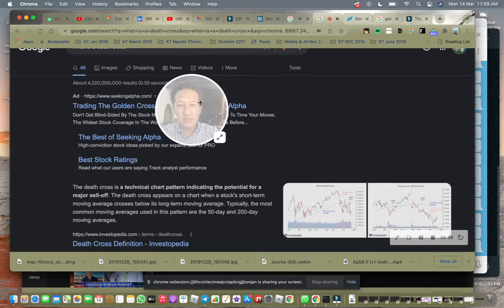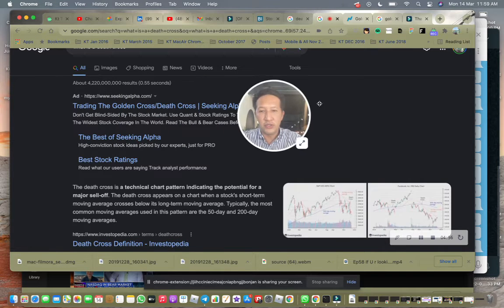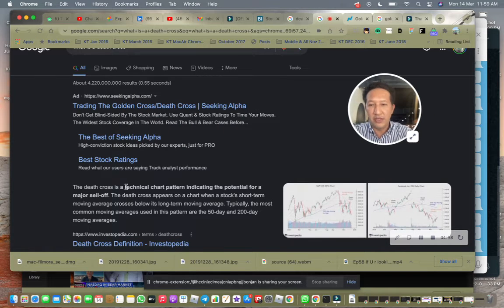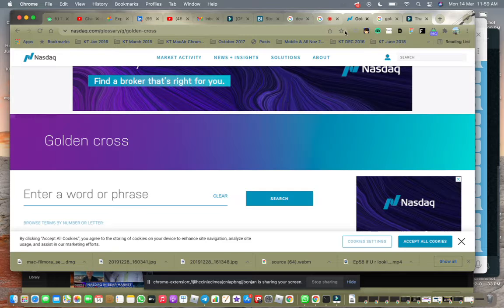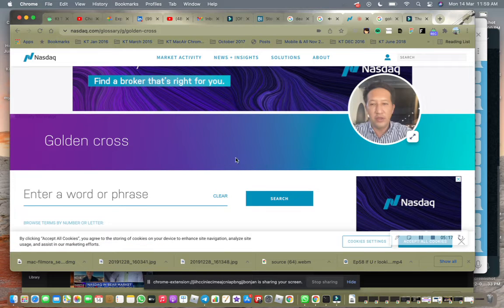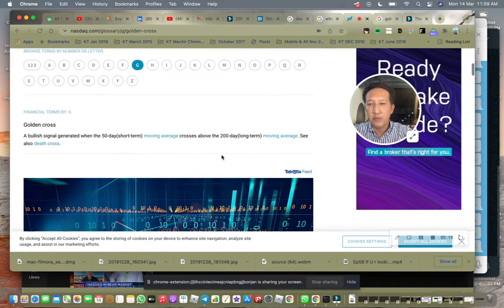Okay, since we are here, I just wanted to explain a bit more. The death cross is a technical chart pattern indicating potential for a major sell-off. It appears on the chart when the stock's short-term moving average crosses its long-term moving average. The long-term moving average is 200-day. Typically, the most common moving averages used in the pattern are 50-day and 200-day. Since we are here, I just really wanted to share with you a bit about the golden cross, a bullish signal.